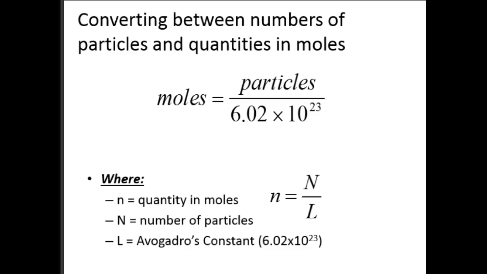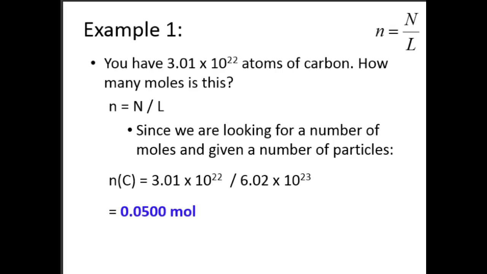Another equation we need to be familiar with, or again use dimensional analysis, is that moles is equal to particles over 6.02 times 10 to the 23rd. So our formula is N equals capital N, which is going to represent the particles, over 6.02 times 10 to the 23rd, or the L value. So if we look at this first example, we have 3.01 times 10 to the 22nd atoms of carbon. We want to know how many moles this would be. So we're going to take our mole equation, N equals N over L, and we're just going to plug in the numbers that they gave us.